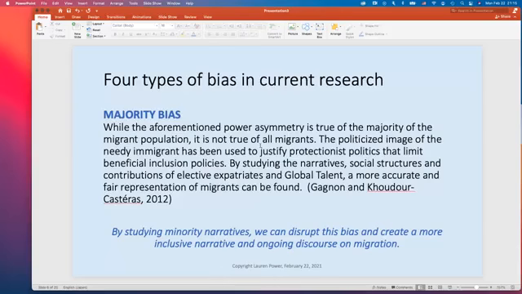And I would encourage any of you who are thinking about your next project, please try to find a minority narrative so that we can look in different ways to disrupt bias and create a more inclusive narrative and ongoing discourse on migration.